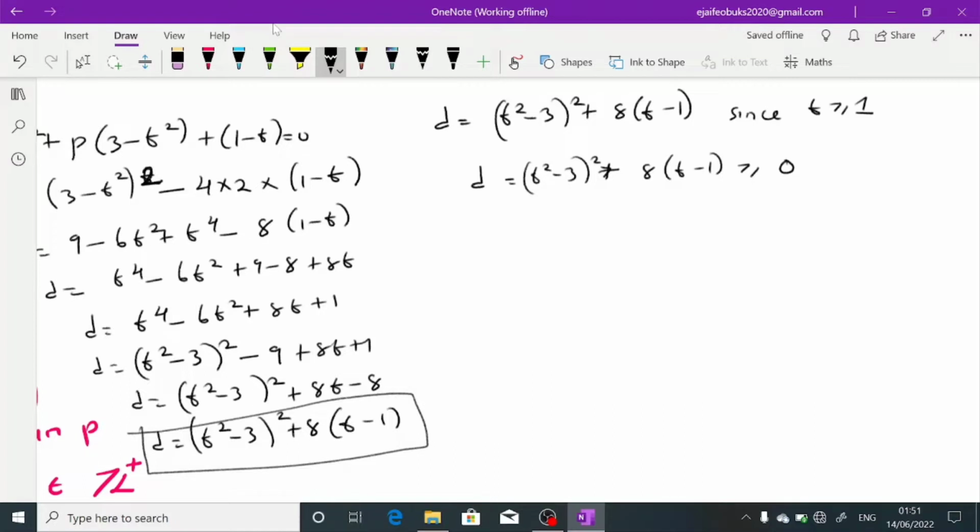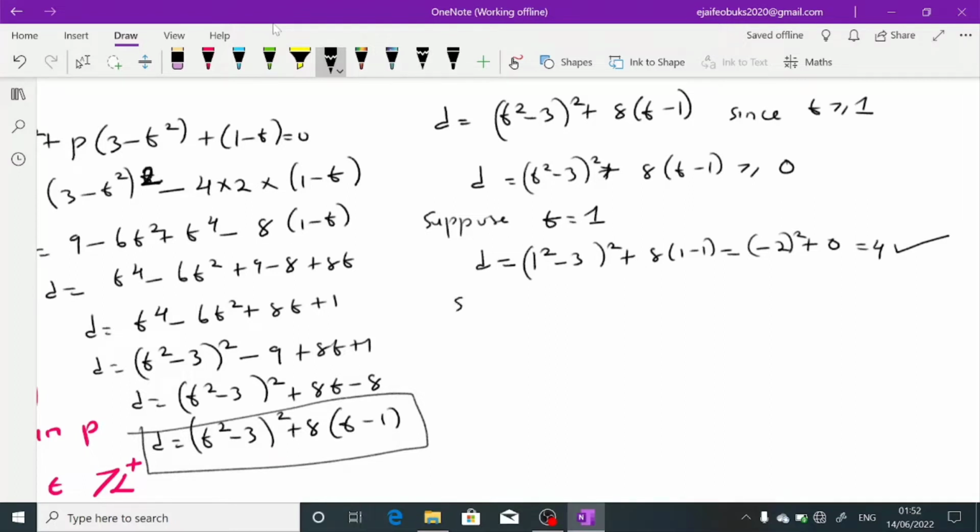So we know this. Then next, let's just play around with some values of t. Just for now, we're trying to investigate something. Suppose t equals 1, then d is (1 squared minus 3) all squared plus 8 times (1 minus 1), which is (minus 2) all squared plus 0, which is 4. So this works.